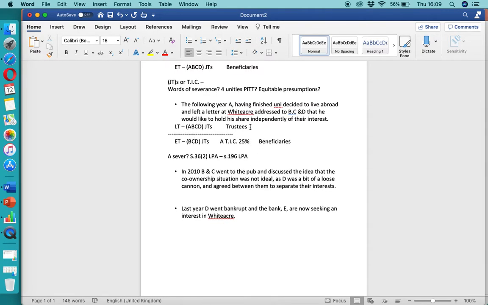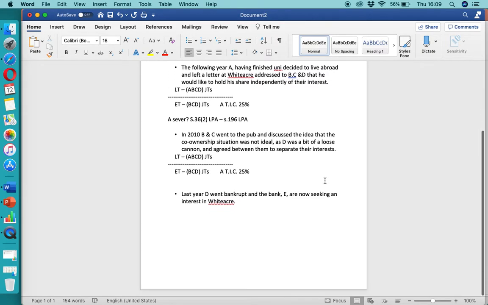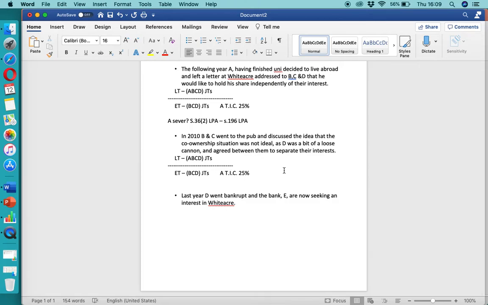Okay, so again, I'm going to get rid of trustees and beneficiaries as well because we know that now. Another thing happens then in 2010. In 2010, we have another situation where something else happens. So in 2010, B and C go to the pub, discuss the idea that co-ownership is not ideal, as D was a bit of a loose cannon, and agreed between them to separate their interests.